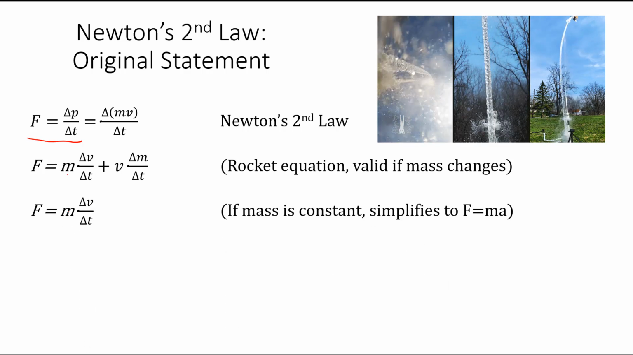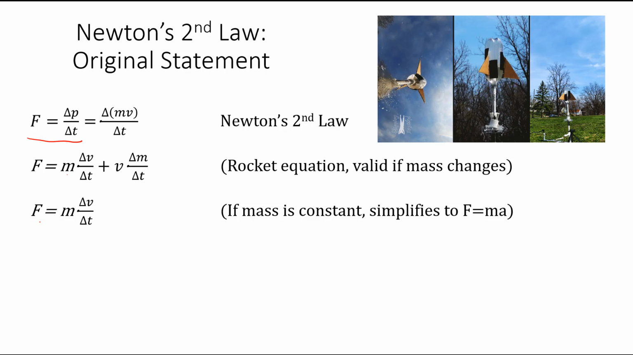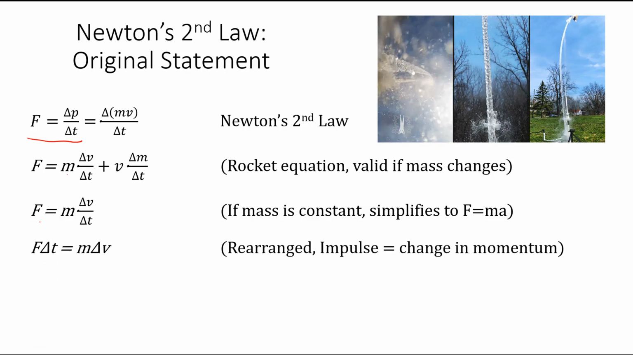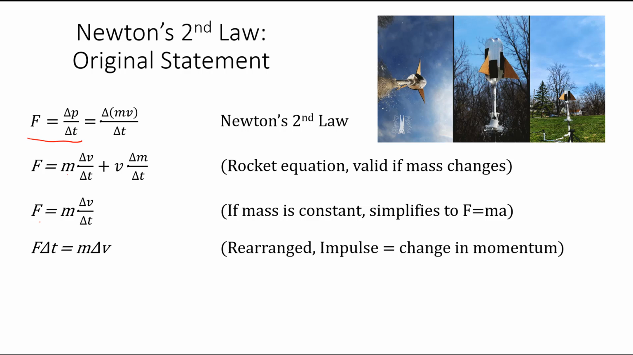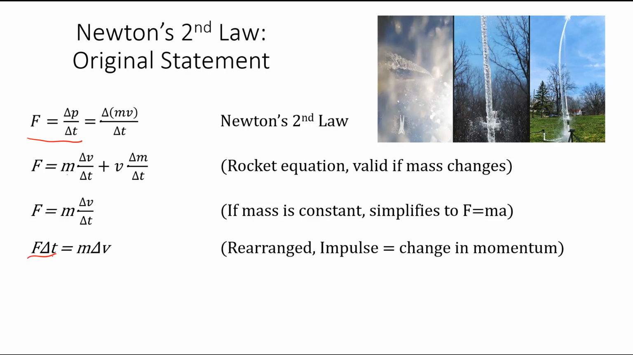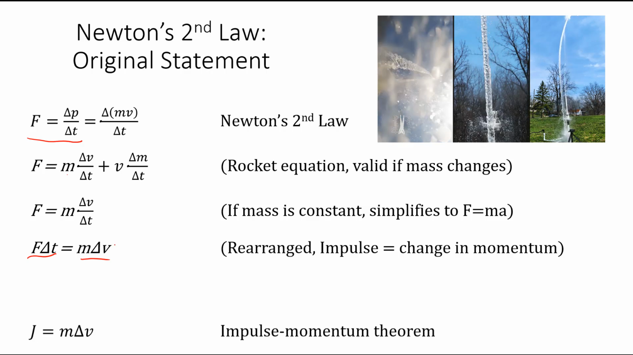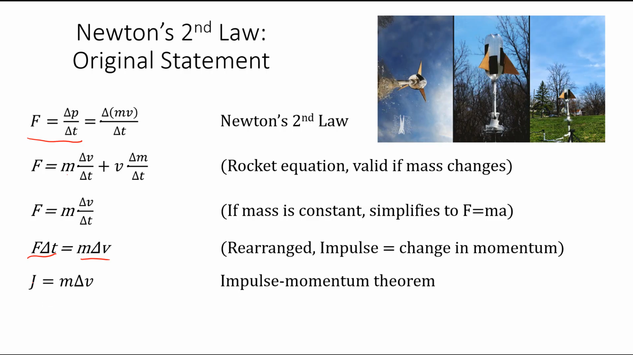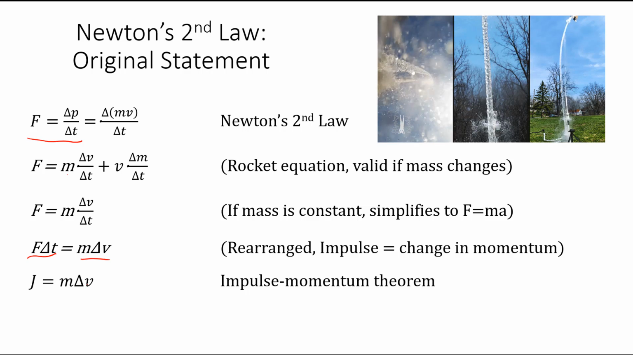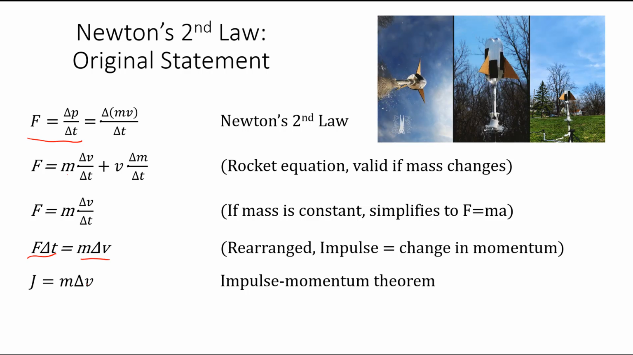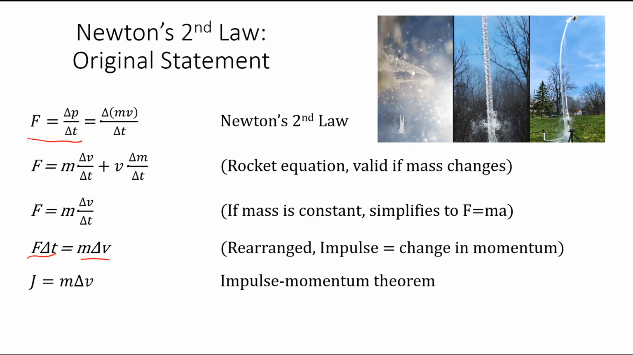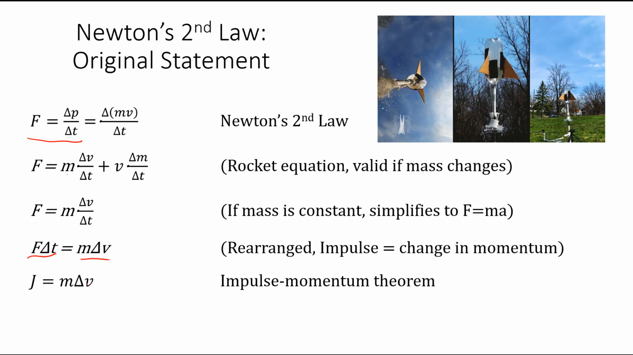If our mass is constant, it does simplify to F equals m delta V over delta T, aka F equals ma. And we can rearrange this to get our impulse momentum theorem: force times time equals mass times change in velocity, or impulse equals change in momentum. So as long as Newton's second law is true, then impulse has to equal change in momentum.